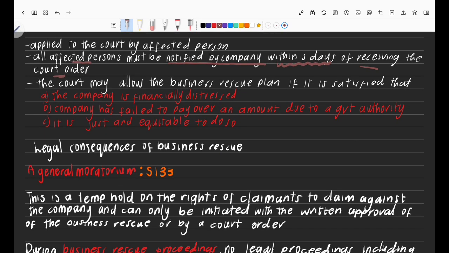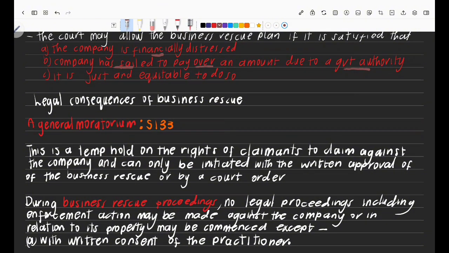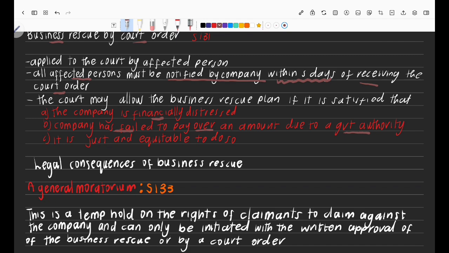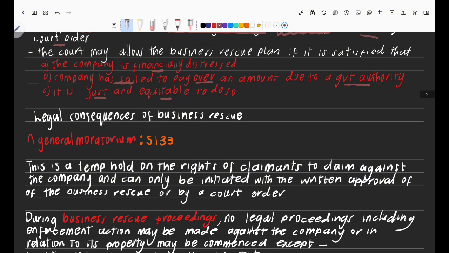The court may allow the business rescue plan if it is satisfied that the company is financially distressed. So if you are not financially distressed, if you're going to be able to pay your debts and be solvent within the next 6 months, the court is not going to allow that business rescue plan to continue. Also, if the company has failed to pay over an amount due to a government authority, for example, if the company had to pay SARS and does not have the money to do so, then the court may allow this business rescue plan to continue. And if the court believes that it is just and equitable to do so.